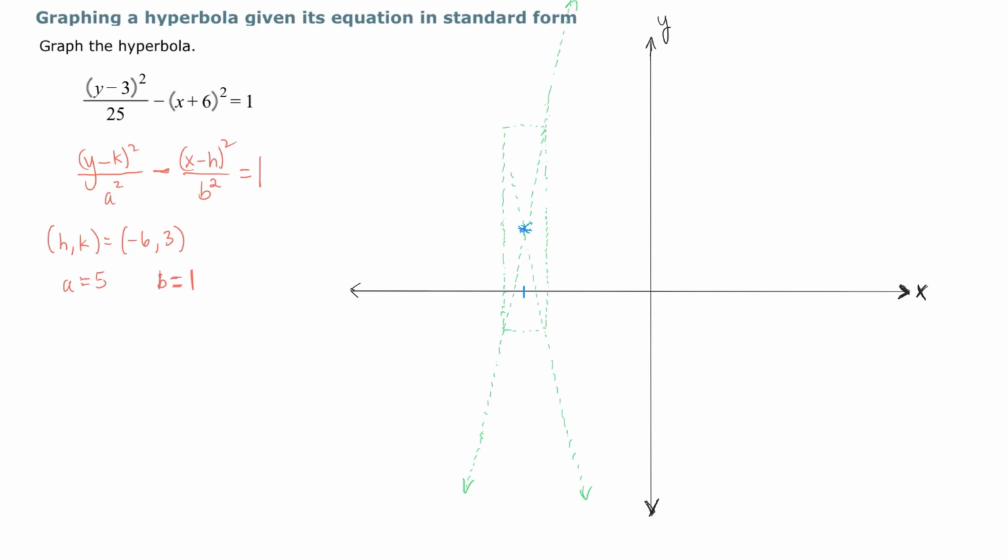Gotta go through this corner. And then I'm going to go up 5, left 1 on this side. 1, 2, 3, 4, 5, left 1, right about here. So there are your asymptotes. You may have remembered these were called slant asymptotes in a different context.